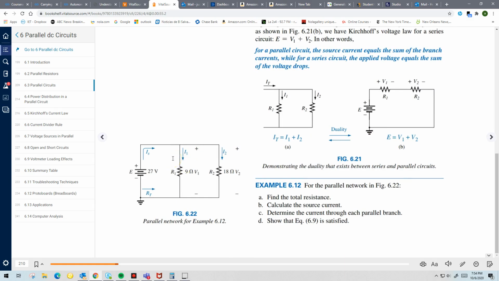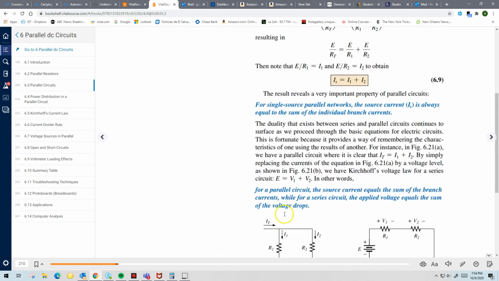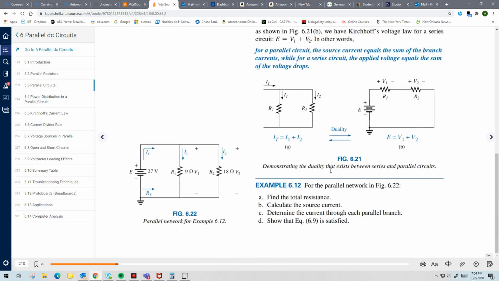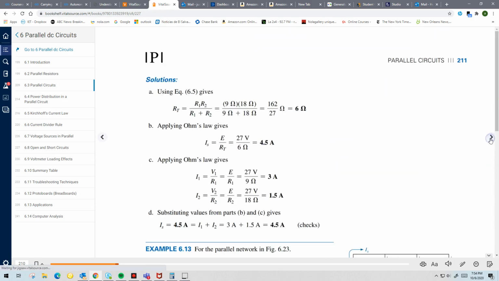Okay, so let's look at another example, this circuit. They want to know the total resistance, the source current, and the current through each of the branches, or each of the resistors, and we want to show that this equation here is satisfied. So we know what we're going to do: combine these two resistors. To find the total resistance, the product over the sum, 9 times 18 divided by 9 plus 18. That gives you a total resistance of 6 ohms.